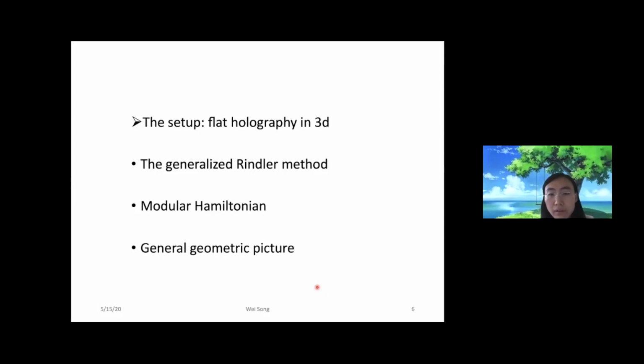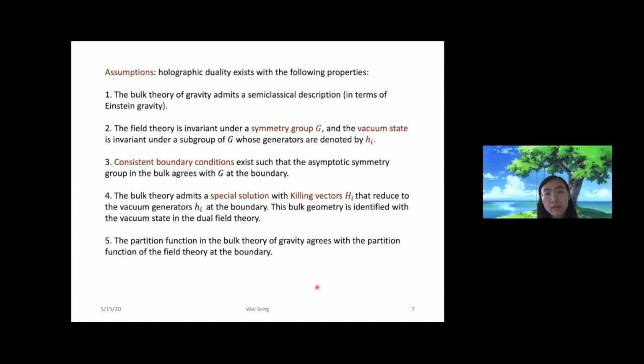So let me start by listing my assumptions. By holography, I will explicitly use the following properties. The bulk geometry admits a semi-classical description, and in particular, I will focus on Einstein gravity. And the dual field theory has a symmetry group denoted by G, and the field theory has a vacuum that is invariant under a subgroup H of G. G and H could be the same, but in principle they don't have to be, and the generators of the vacuum symmetry are denoted by H_I.